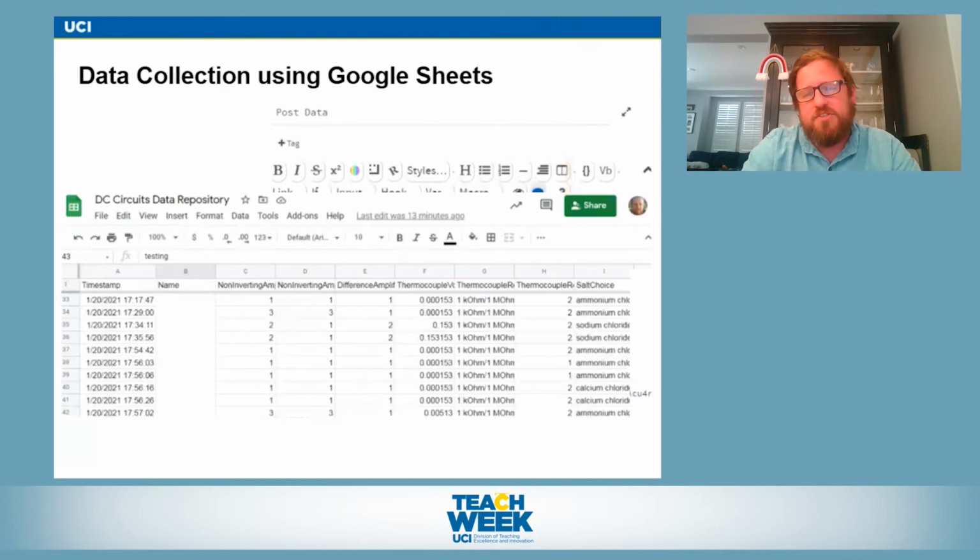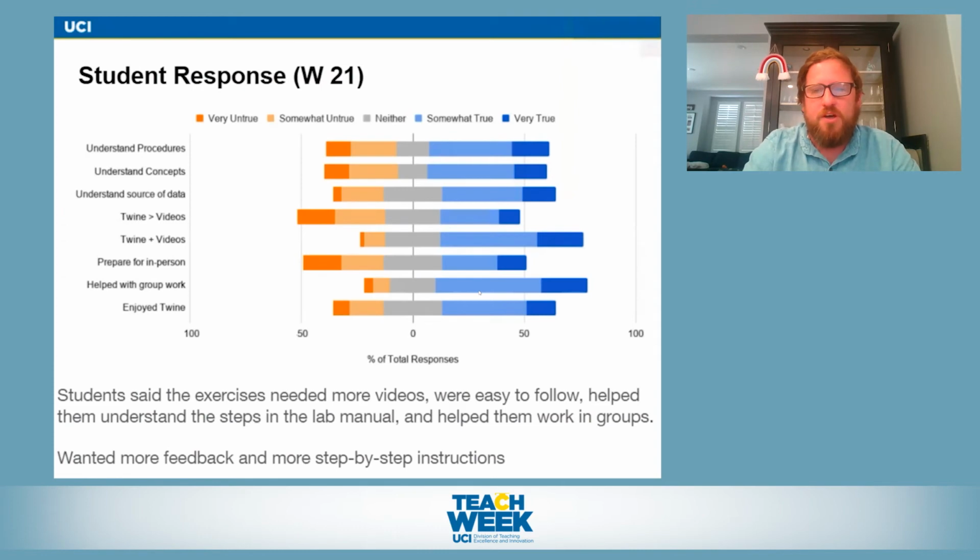We can get a bunch of data. I'm out of time, I think, but the student response has been pretty positive. These are survey questions from winter 21. Basically, blue is good and orange is bad.